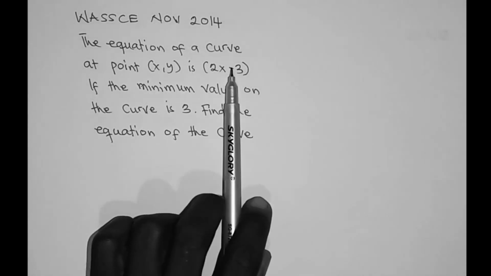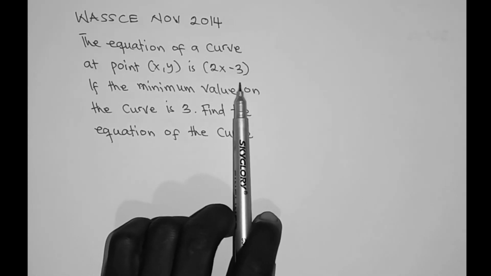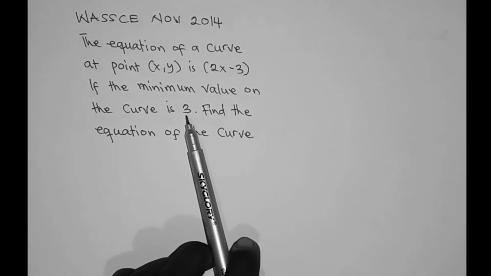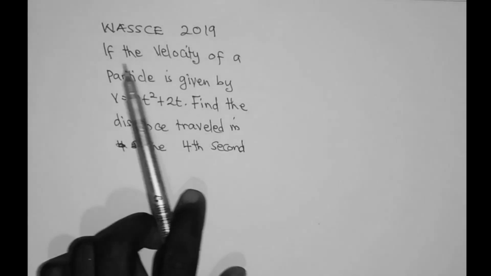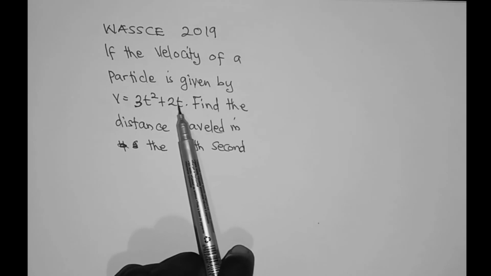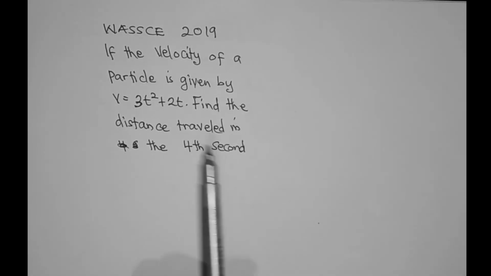The gradient of a curve at point (x, y) is 2x minus 3. If the minimum value on the curve is 3, find the equation of the curve. The velocity of a particle is given by v equals 3t squared plus 2t. Find the distance traveled in the fourth second.